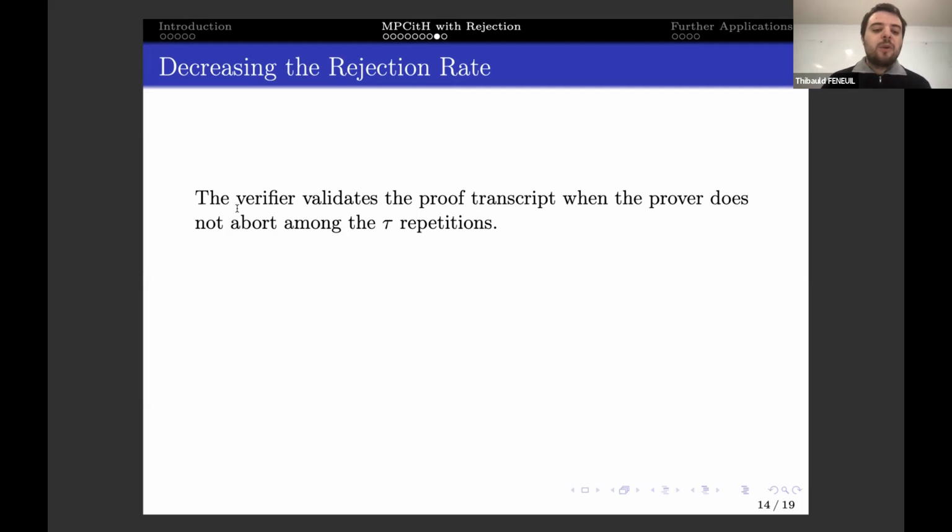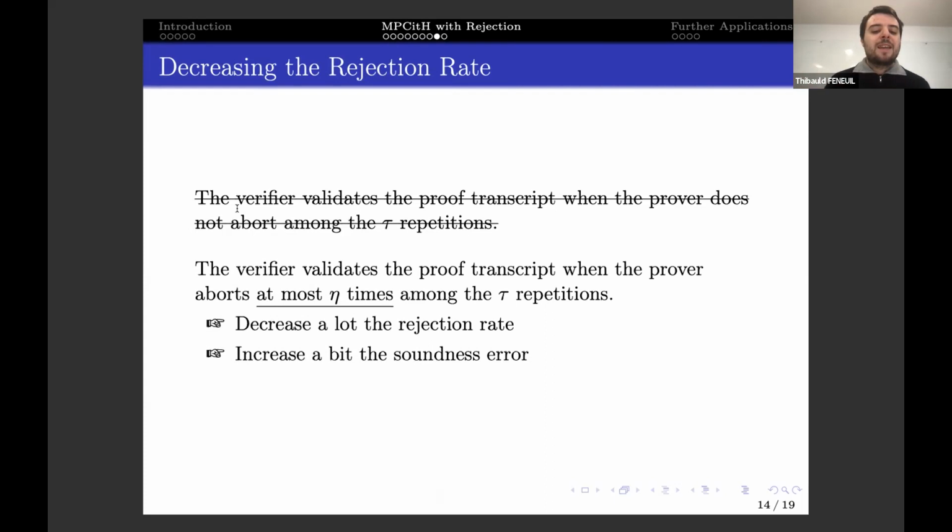In our case, we will relax this statement. Instead, the verifier will validate the proof as soon as the prover does not abort more than eta times, where eta is a new parameter. It increases the soundness error a bit, but it will decrease the rejection rate a lot, and it will provide better trade-offs than simply increasing the upper bound A of the sharing scheme.